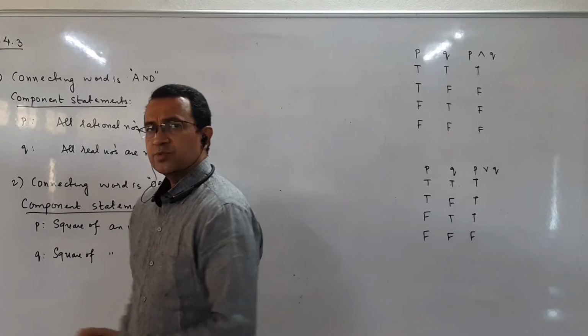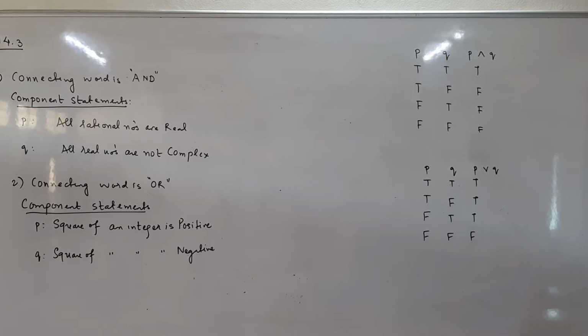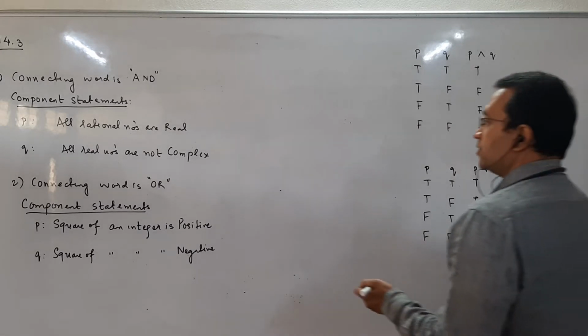So this type of sums, students, are comparatively very easy. We have to simply tell what is the logical connective, and then, students, we have to write the component statements. Okay. Third: the sand heats up quickly in the sun and does not cool down fast at night. So connecting word is AND.